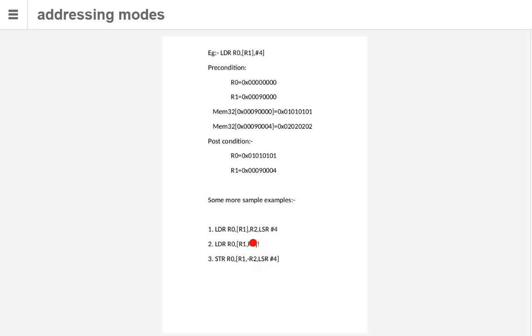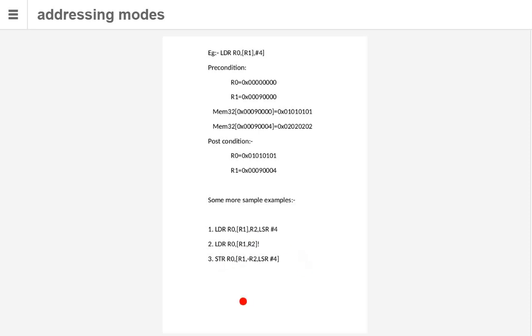The difference between the first and the third example is very simple. In the first example, I have closed the square bracket after R1. But in this example, I have closed the square bracket at the end, after the offset value. Once you see the square bracket ending after the offset value, it comes under pre-index addressing mode. Pre-index has two categories: with write back and without write back. Whenever there is an exclamation mark at the end of the instruction, it means write back. So the third example comes under pre-index addressing mode without write back.